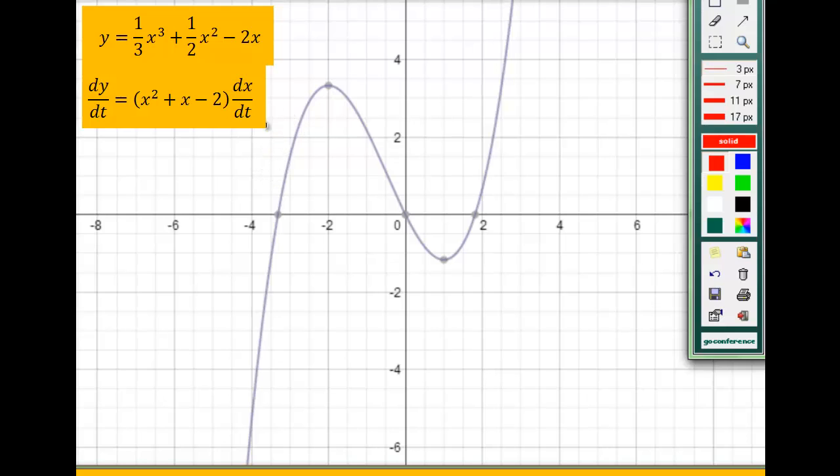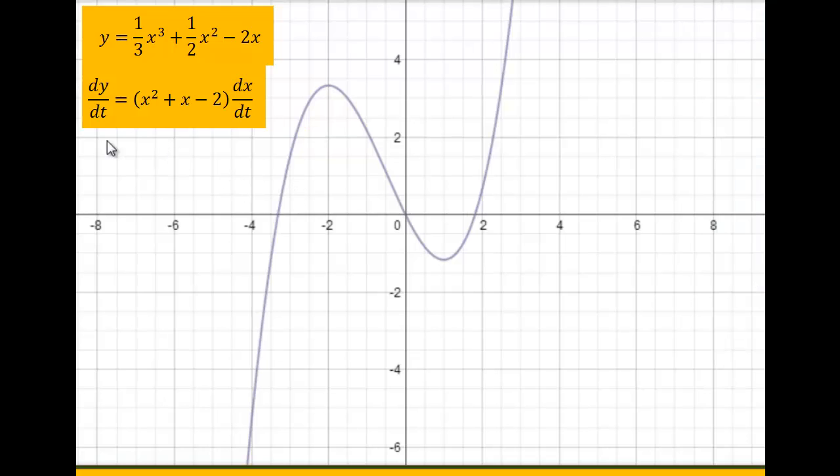Since we know dx/dt is 3, we just leave that as 3. We just need to plug in our negative 3. We wanted to know what is dy/dt when x is negative 3. And so we calculate that and we'll get our answer. So that gives us negative 3.